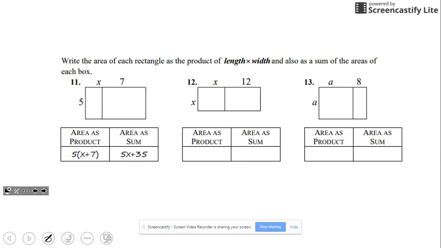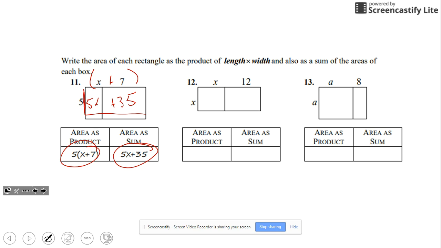Now, combining all of that, we're going to write the area of each rectangle as a product of length times width and also as the sum of the areas. You can see here they already wrote it for us. That's the 5 and then x plus 7 at the top. So we're going to go ahead and multiply our areas. 5 times x is 5x. And then 5 times positive 7 would be positive 35. So you see they wrote the expression 5x plus 35.